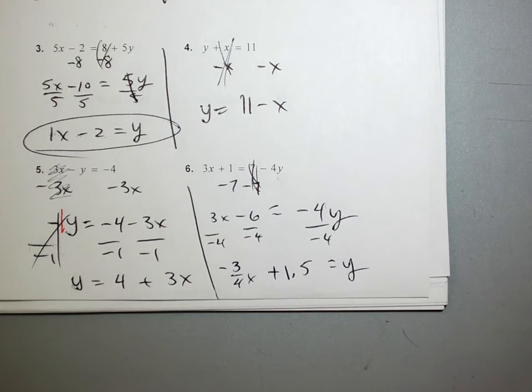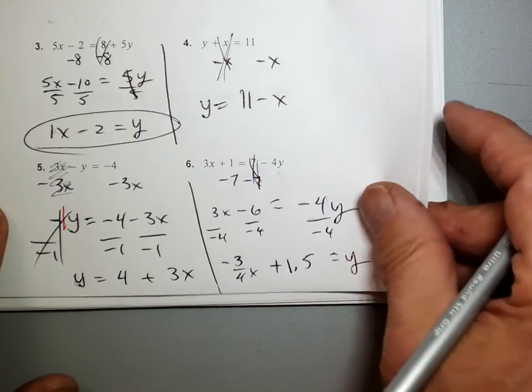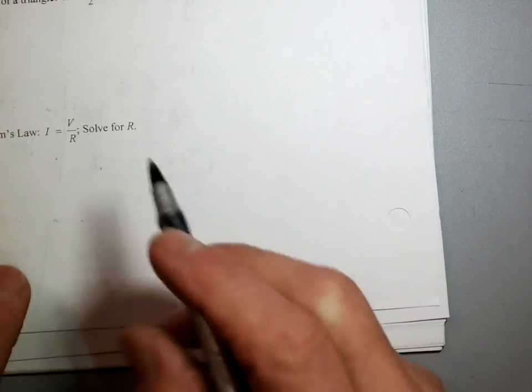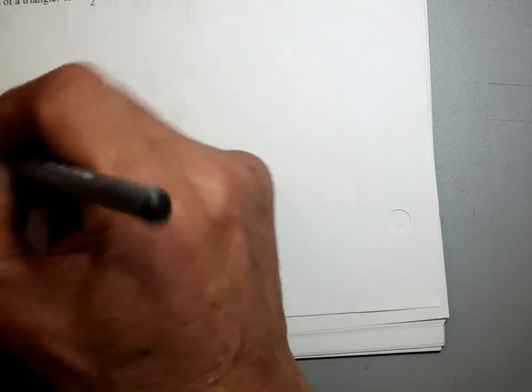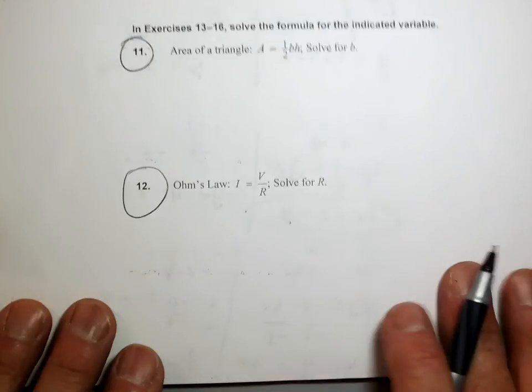Fractions is going to be the hard part, okay? Can we turn the page? Am I going slowly enough? Okay, turn the page. And I want to jump down to 11 and 12. We don't need to do the others. We'll jump down to 11.